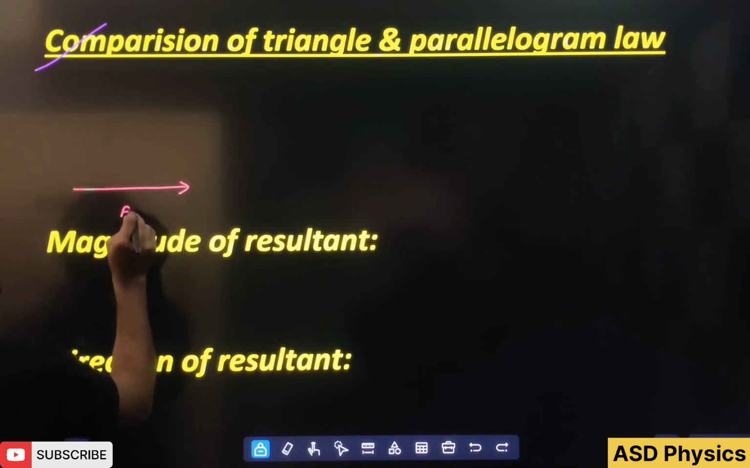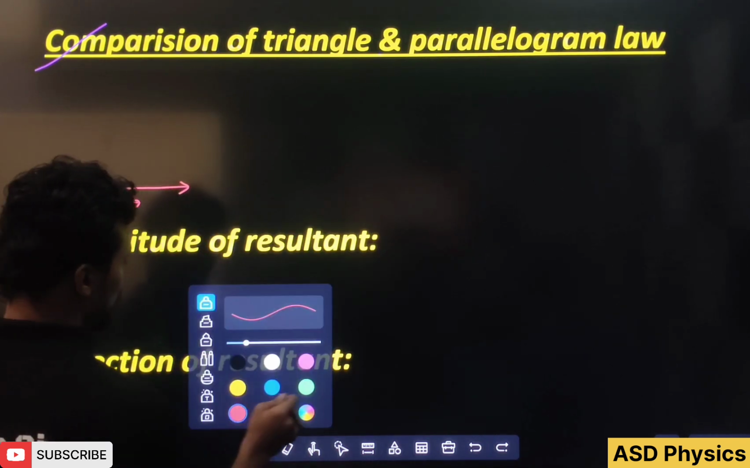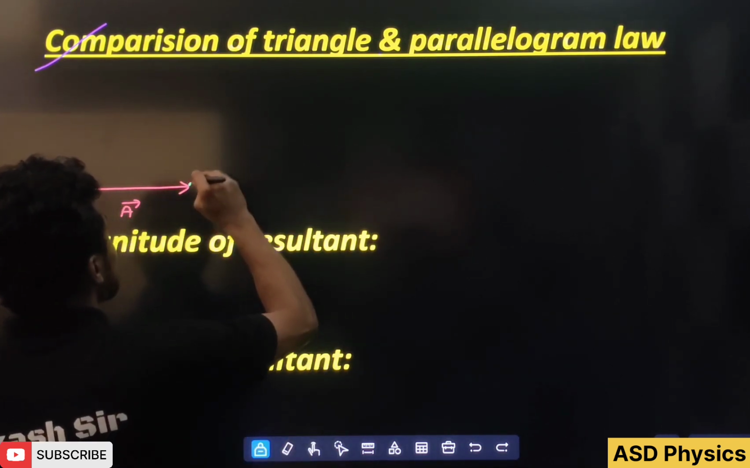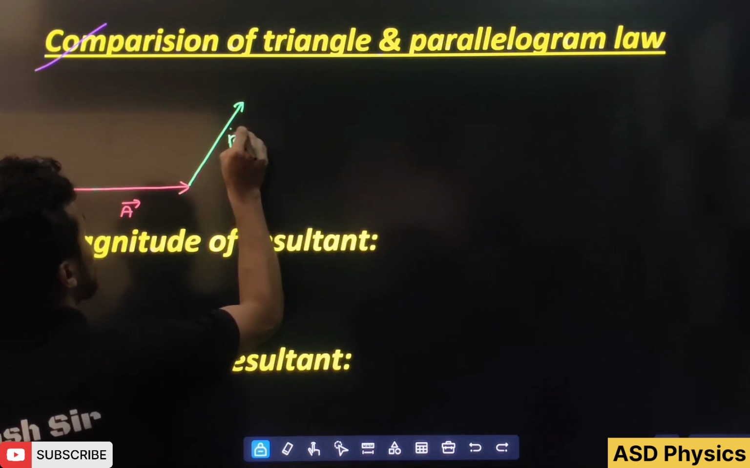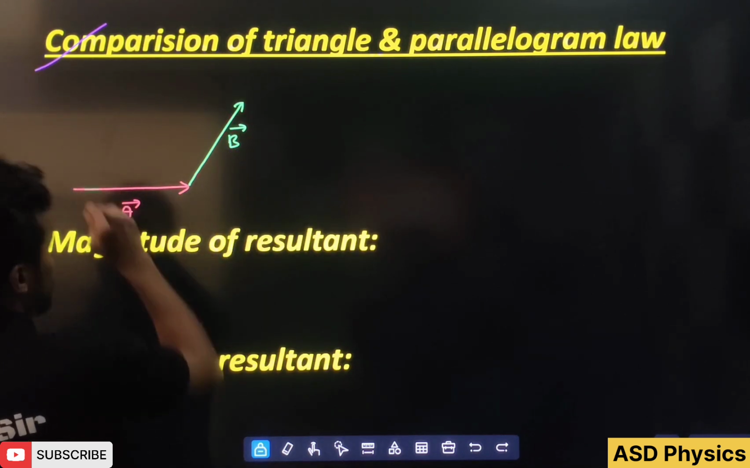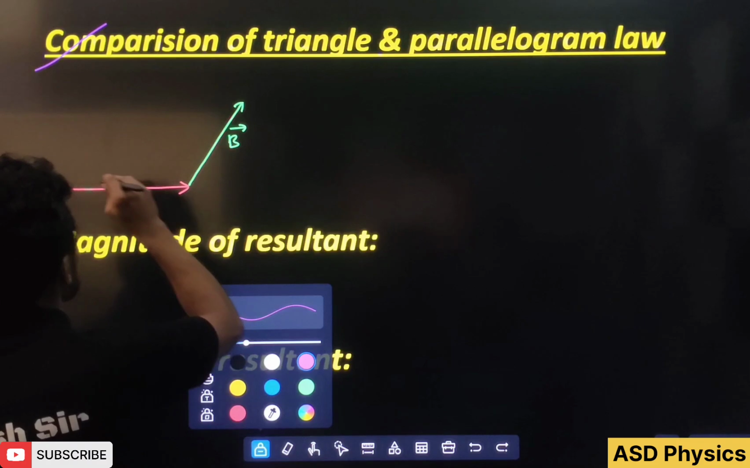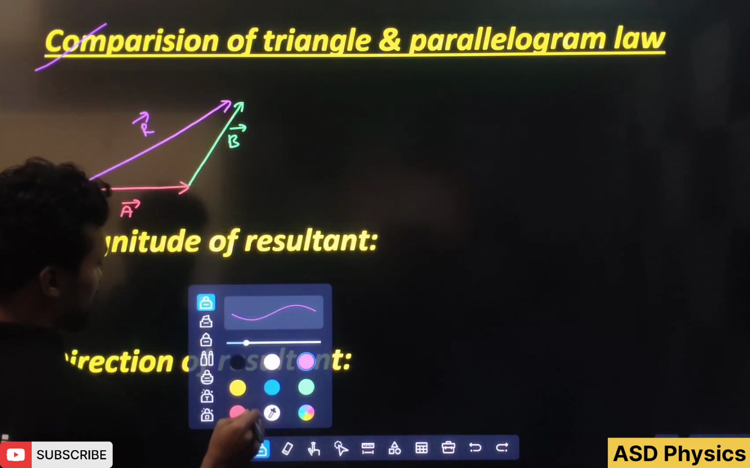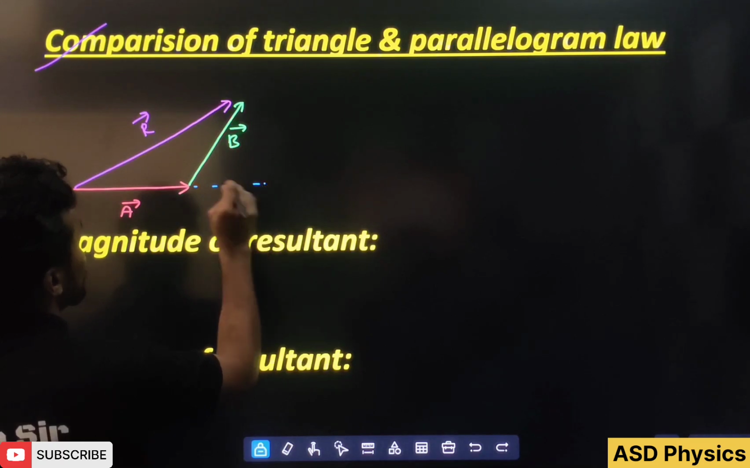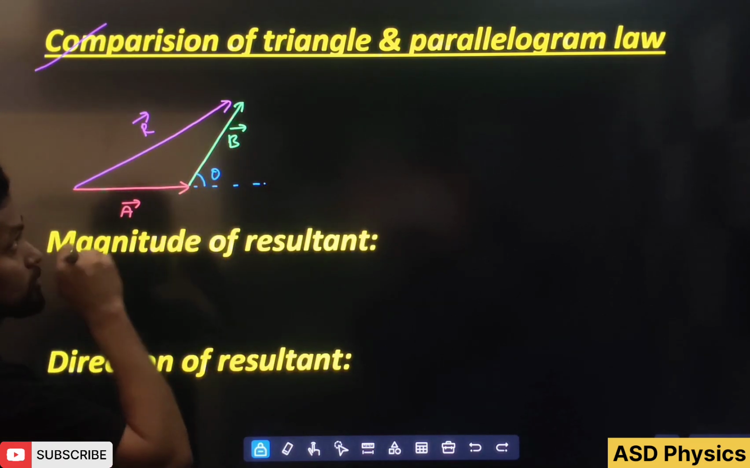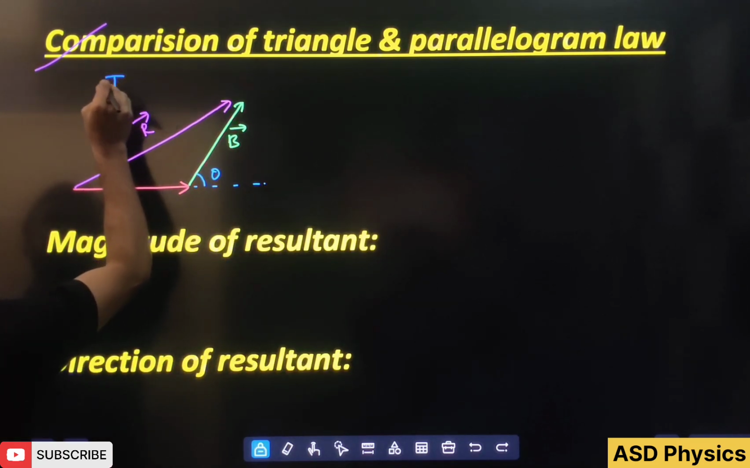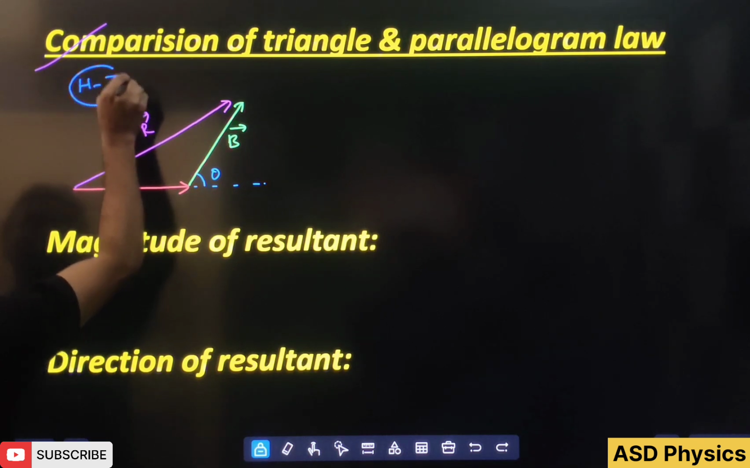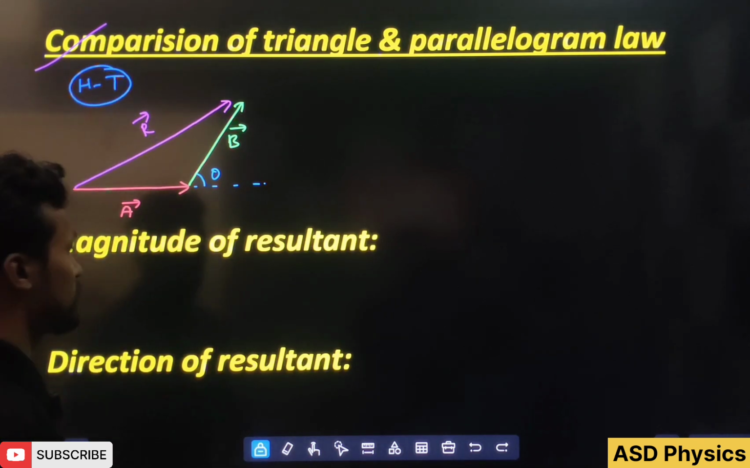This is vector A I have drawn here. I am going to draw the triangle method here, the head to tail method. See, this is vector B, and this is the resultant R. And the angle between vector A and B, how much? As I have told, this is theta. Which method is this? This is called the head to tail method, and this is the triangle law.